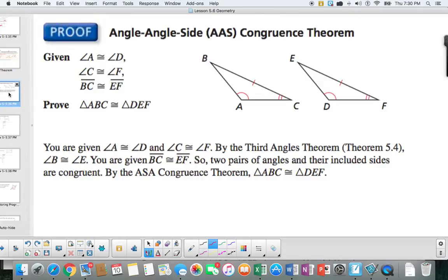And here's the proof. We get these two angles congruent to these two angles. So by the third angles theorem, we know we're going to have this angle congruent to this angle. And once that happens, we have angle, side, angle. And so we can say these triangles are congruent by angle, side, angle. It's already been proved that angle, side, angle is a rigid motion transformation, so we know angle, angle, side will yield the same results.